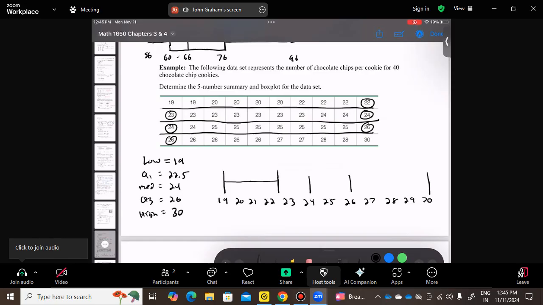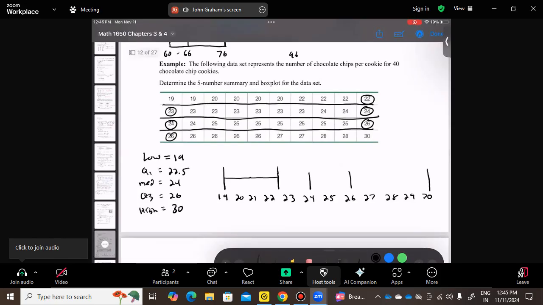So that first line goes to Q1, below Q1. We make the box, connecting median and Q3, and then we take this line out to the end. Okay, and this is pretty normal. Maybe some deviation a little bit higher than that 30, but it's pretty close to normal.